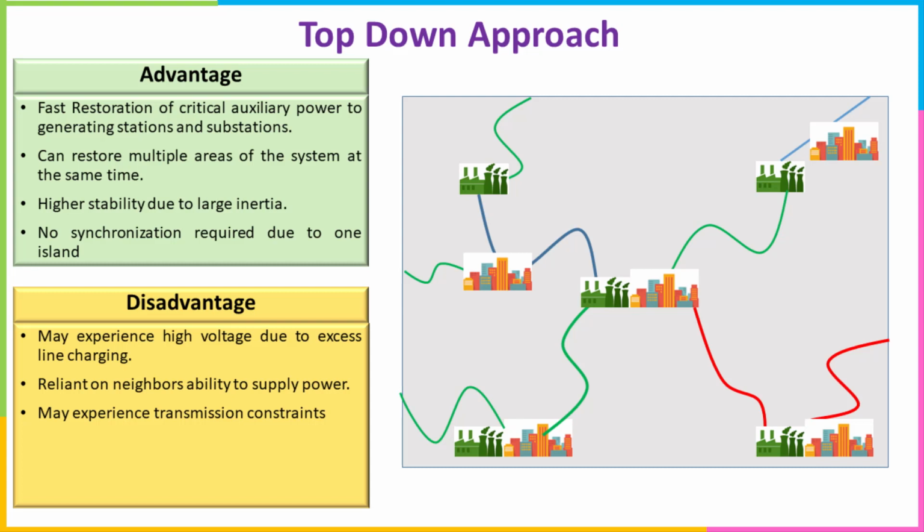You may experience transmission constraints, like your transmission line having 3000 megawatt capacity. You cannot go for an n-1 kind of scenario, because if the one transmission line through which you are supplying trips, then that whole area may again get blacked out. So you may face transmission constraints under such a situation.